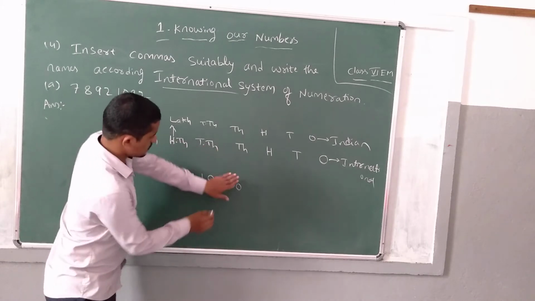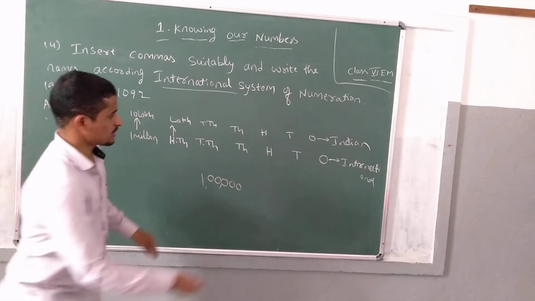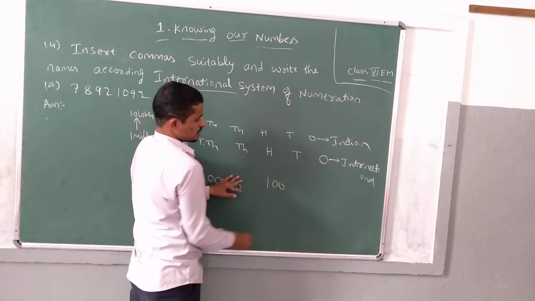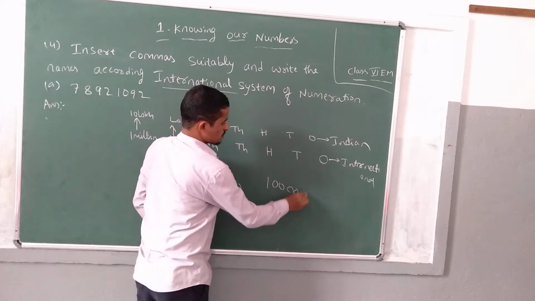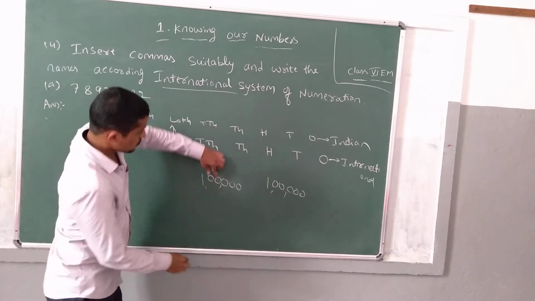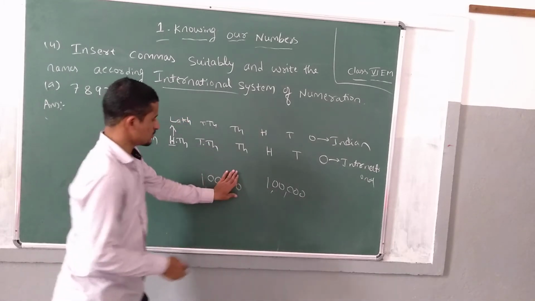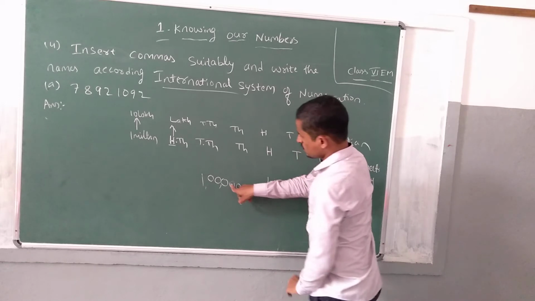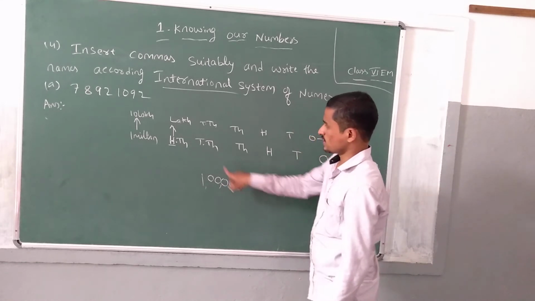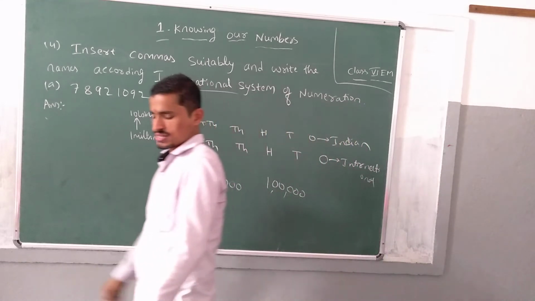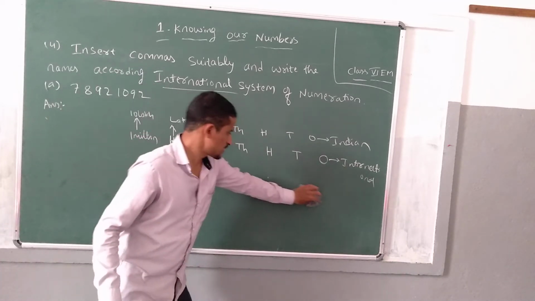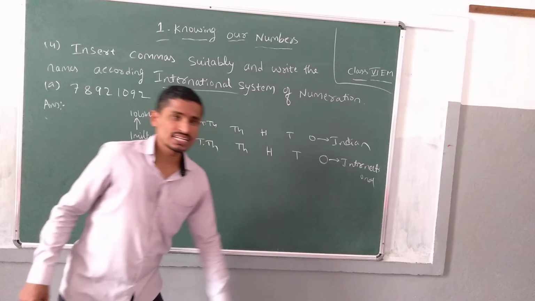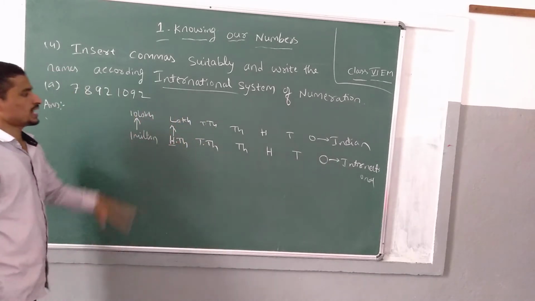So this is 100. First I write. 1000 is 3 zeros. Okay, this happens to be 1 lakh. So this is 100, 1000. 1000 means 3 zeros. 1, 2, 3. 1000 is 3 zeros. So this is 100,000. Okay, in international system. But in Indian system that is 1 lakh.